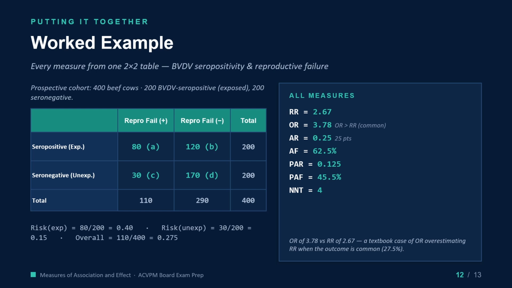A prospective cohort study follows 400 beef cows through a single breeding season. 200 cows are BVDV seropositive, exposed, and 200 are seronegative, unexposed. At the end of the season, reproductive failure is diagnosed in 80 seropositive cows and 30 seronegative cows. The 2x2 table: A equals 80, B equals 120, C equals 30, D equals 170.